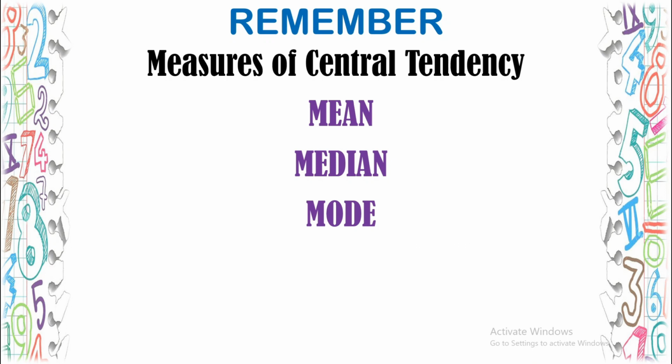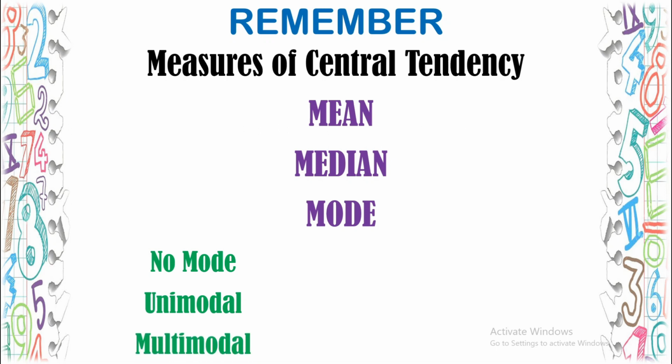And there are 3 kinds of data according to the mode. We have no mode. For one mode, it's unimodal. For 2 or more modes, we have multimodal. And there are special types of multimodal: we have bimodal for 2 modes and trimodal for 3 modes.